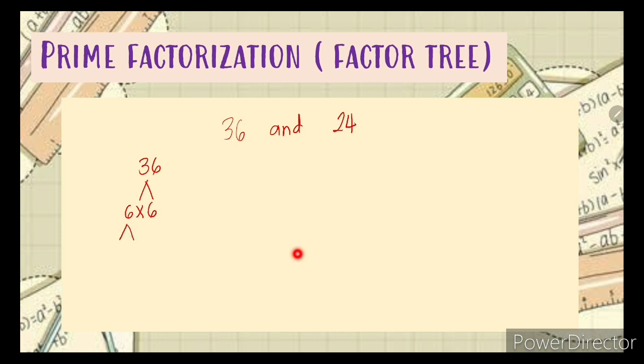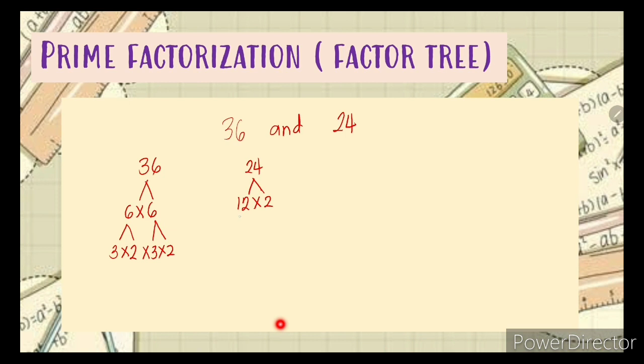Factors of 6. Since 6 is not a prime number, pwede pa natin siyang hatiin. So, 6, ang factor niya is 3 times 2. Si 6 naman sa kabila, 3 times 2 pa rin. So, 24. Anong factors ni 24? So, we have 12 times 2.